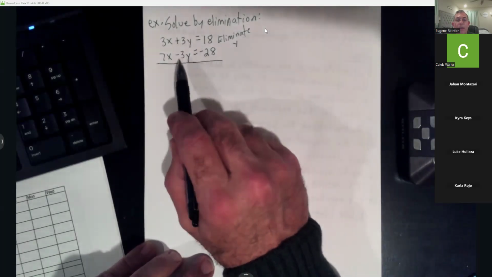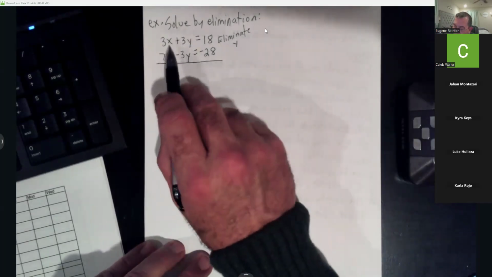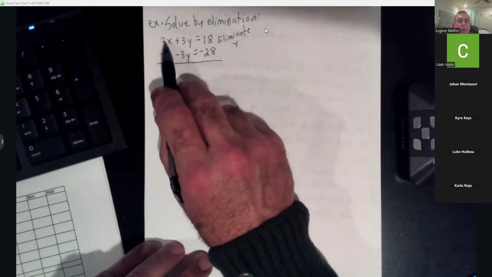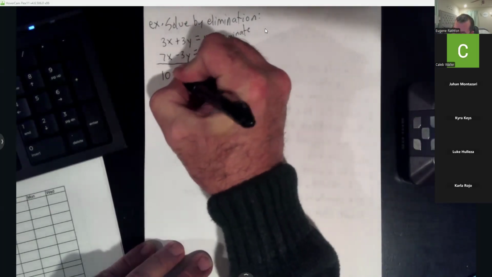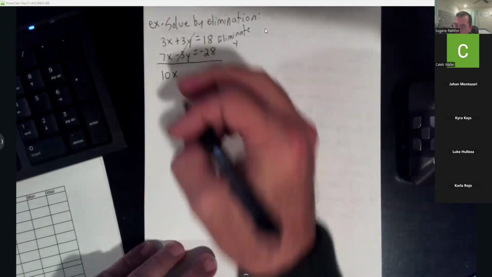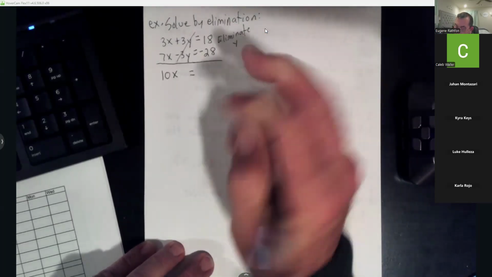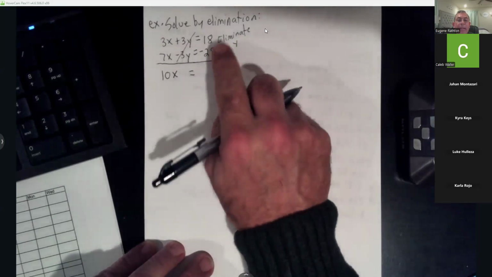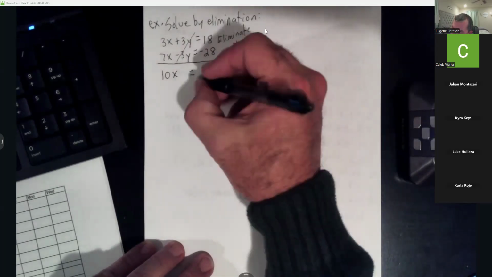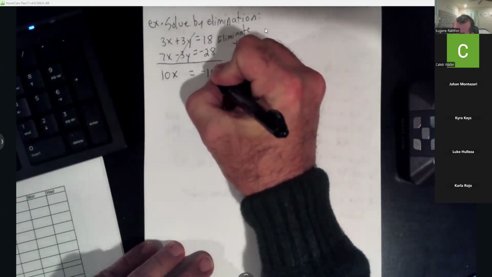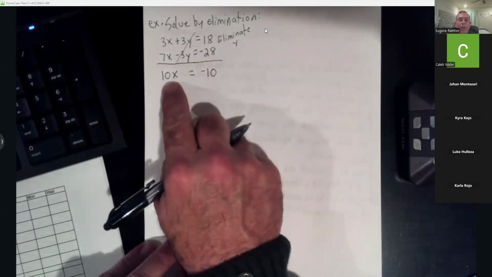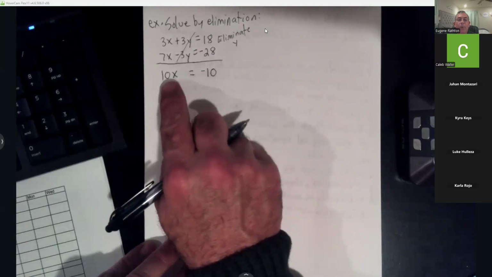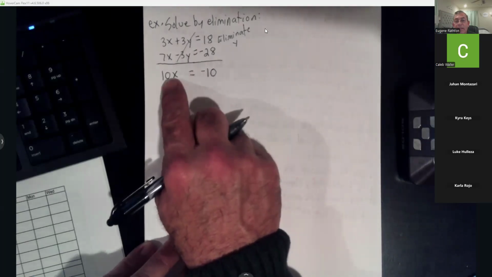I got a plus 3 and a negative 3. So let's add everything together. 3x's plus 7x's give me 10x. 3y, negative 3y, those cancel. So on my right side, I got 18 and a negative 28, which will give me a negative 10. So by adding those 2 together, we eliminated the y variable. All we have left is the x.